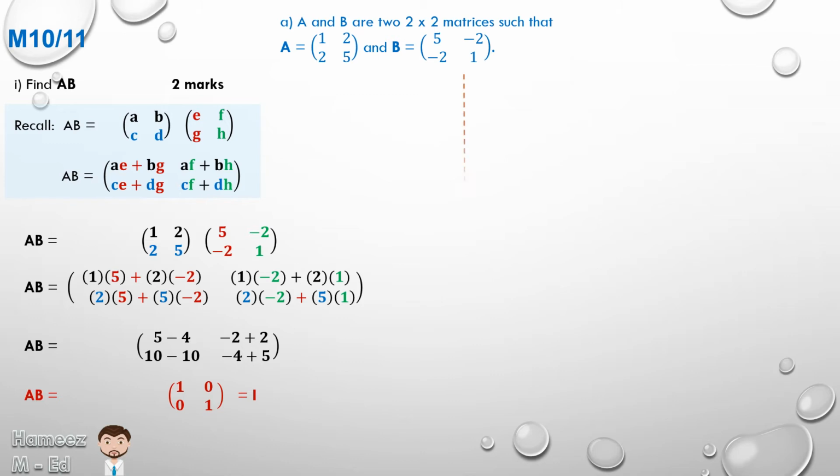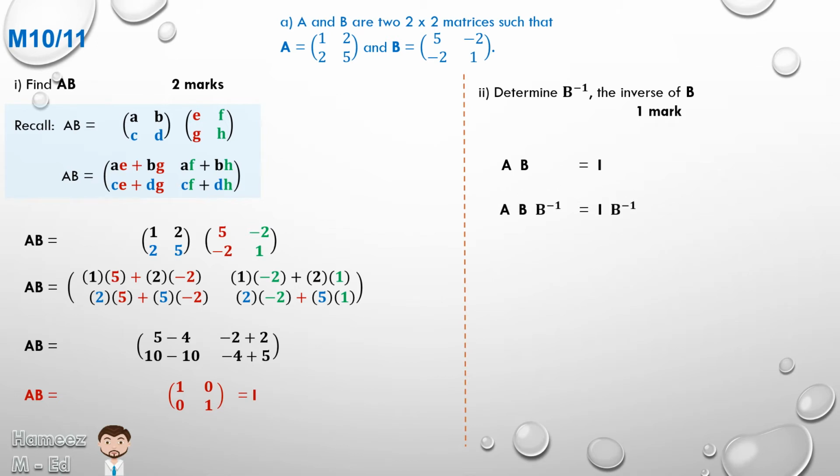Now, that's important to note. So let's go look at part 2. Determine B inverse, which means the inverse of B. So we just found out that AB is equal to I, the identity matrix. So if I multiply on the right side by both terms by B inverse, look what happens. Remember, it's important to get the correct order when we multiply matrices.